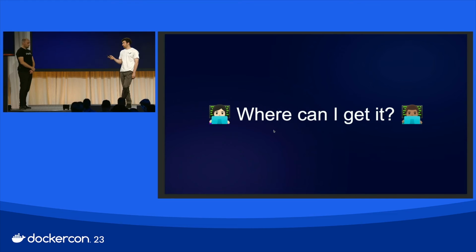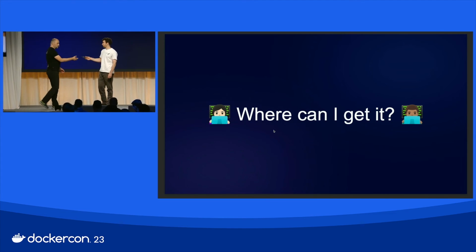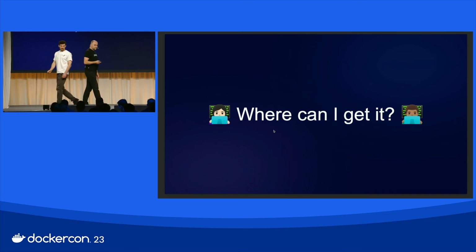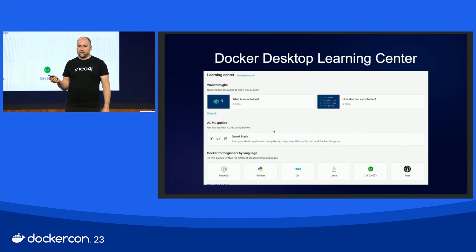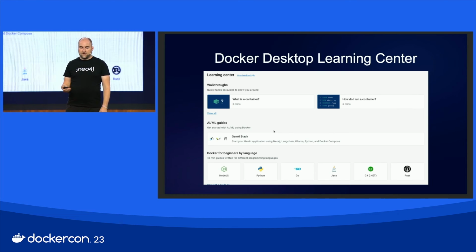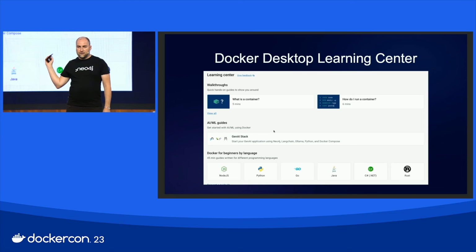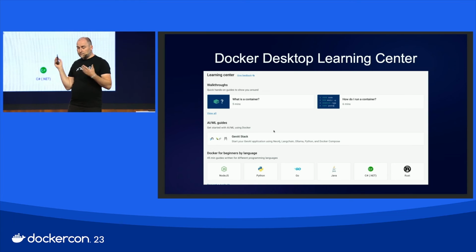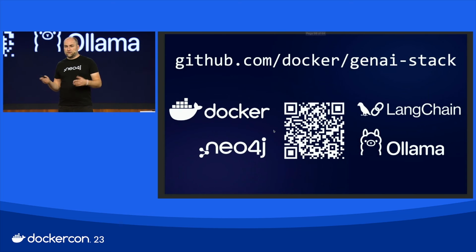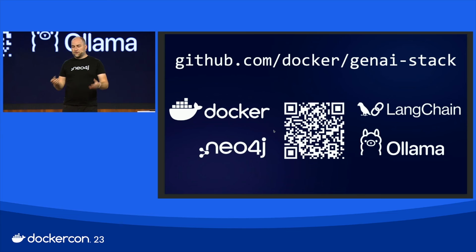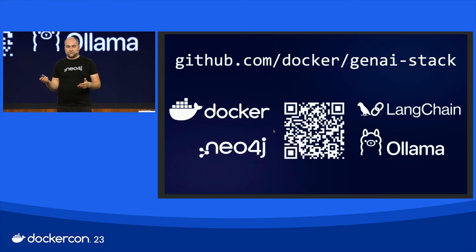And so I think Michael's going to talk a little bit now about how you can access all this stuff that we've been talking about. Yeah. Thank you, Hassan. So where can you get it? The easiest way is to open your Docker Desktop, in the Learning Center, and in the middle, under AI and ML guides, you should see the GenAI Stack. You click on a link, and it gets you to the Git repository that you can clone, download, run Docker Compose up, and you should be up and running.